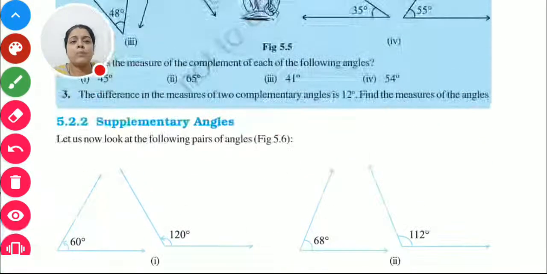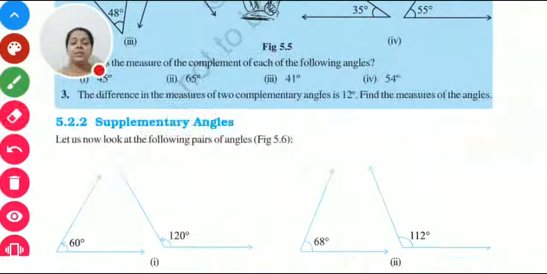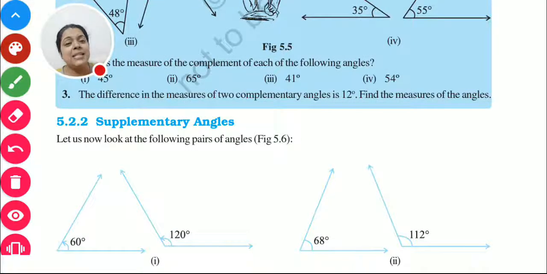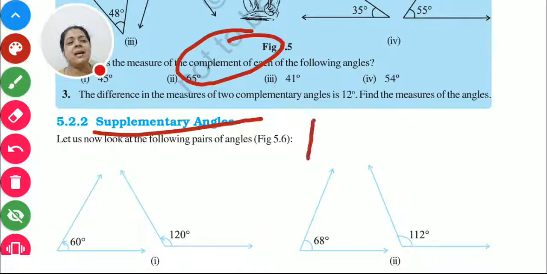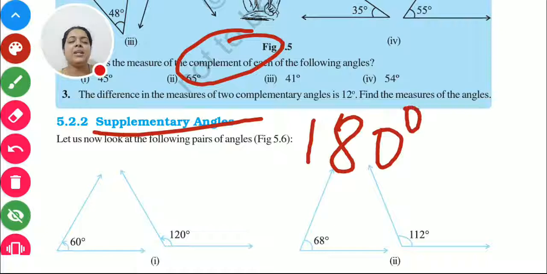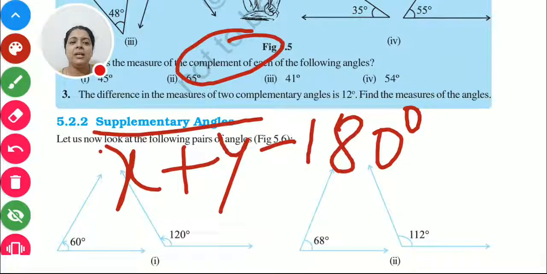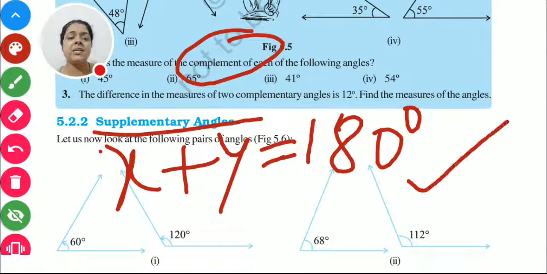Coming to the next question, 5.2.2. This is something else, supplementary angle. So what is exactly a supplementary angle? There is a slight variation between the complementary angle and the supplementary angle. The difference is the sum total is supposed to be 180 degree. Means angle x plus angle y is equal to 180 degree. When two angles are added together and they make 180 degree, it is called a supplementary angle.